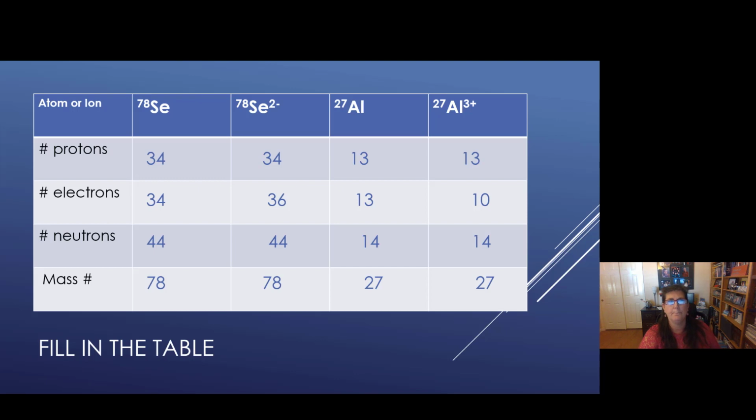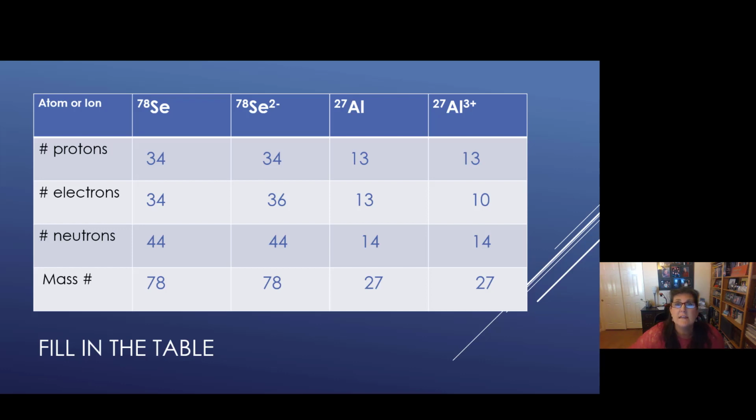Similarly, aluminum. Aluminum is number 13. That is the protons, which never changes. So both of the aluminums have 13 protons. Now aluminum, the atom with no charge, also has 13 electrons. But aluminum 3 plus means 3 electrons went away. So 13 minus 3 is 10. 10 electrons for that ion.